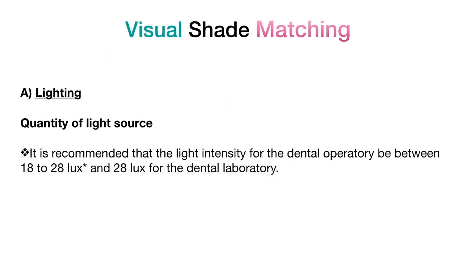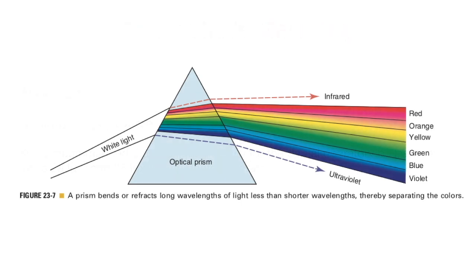We're talking about this also after the slide about the quantity of light source. What about it? That means for the dental operatory it should be 18 to 28 lux, and 28 lux for the dental laboratory. We can see that with an optical prism, the white light contains all the light, all the colors. We have three basic colors: red, blue, and yellow.